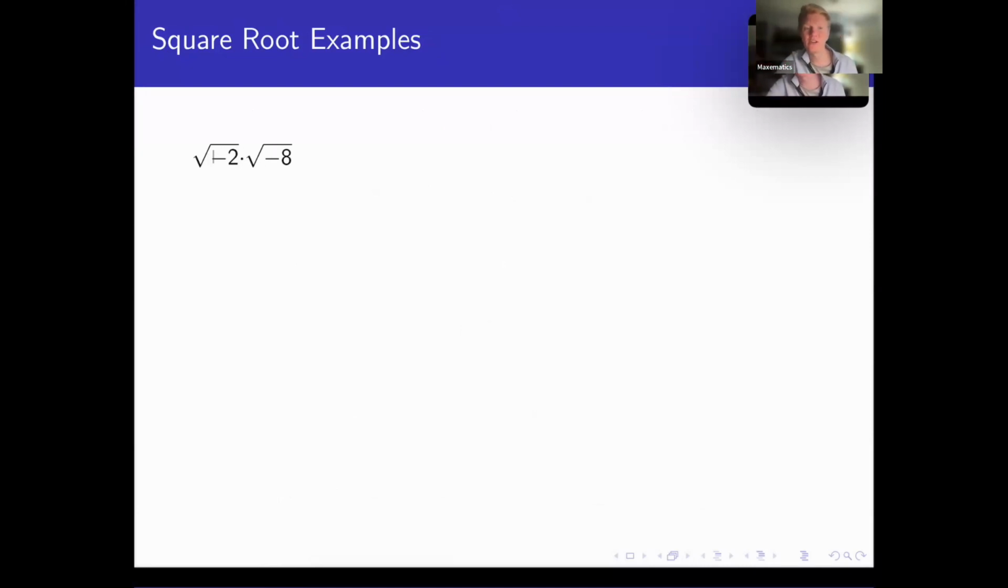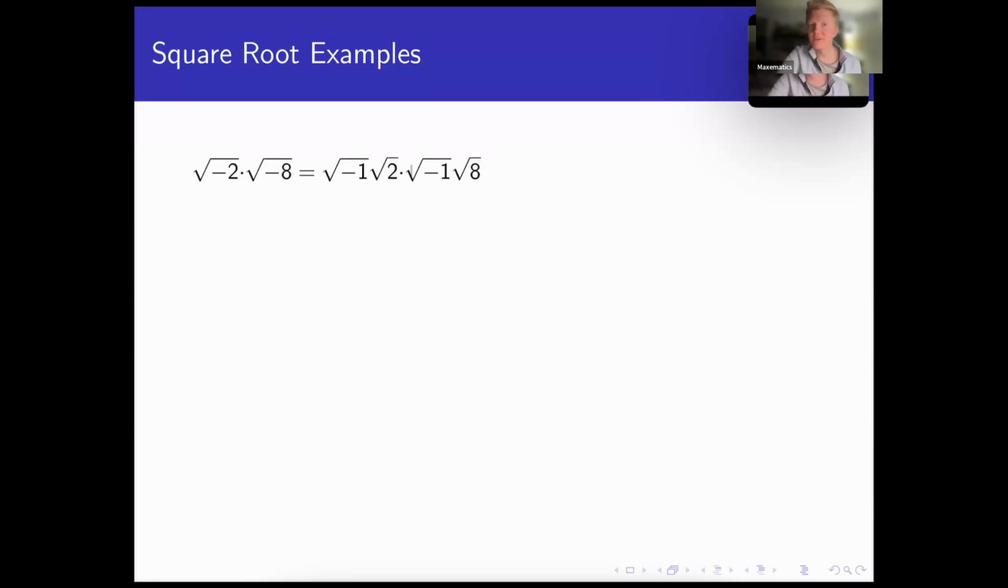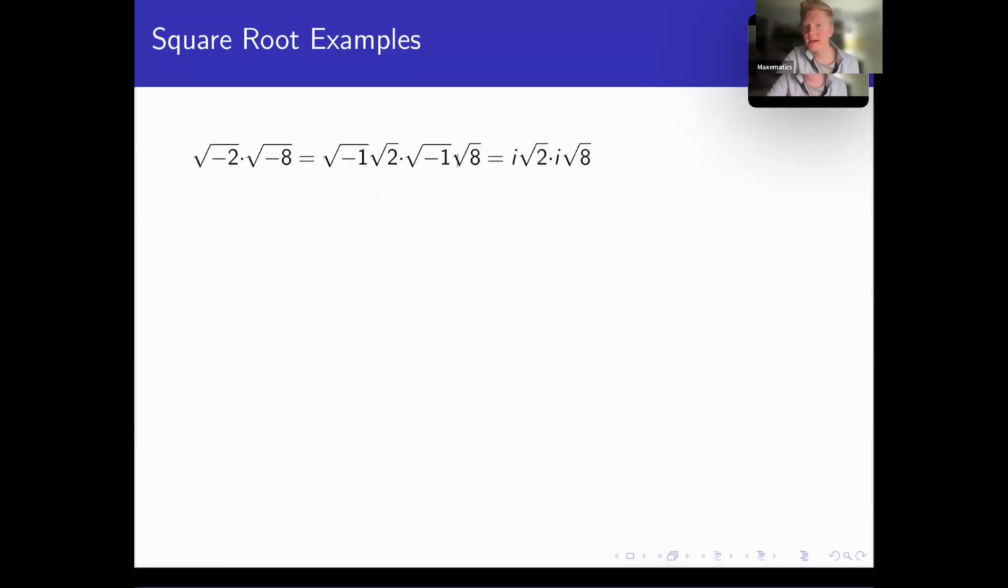So square root of negative 2 is square root of negative 1 times square root of 2, essentially pulling out that negative 1 in terms of a square root. Square root of negative 8 is square root of negative 1 times square root of 8. Square root of negative 1 is i. Square root of negative 1 is also again i. So i times i is i squared. Inside the square roots, 2 times 8 is 16.